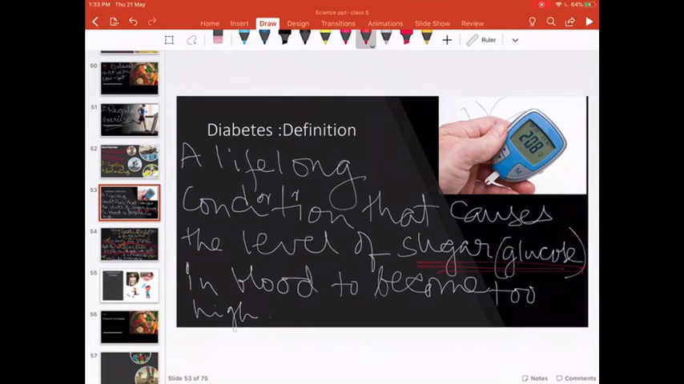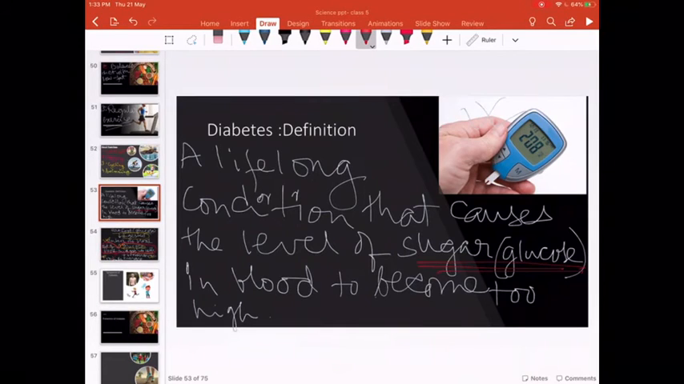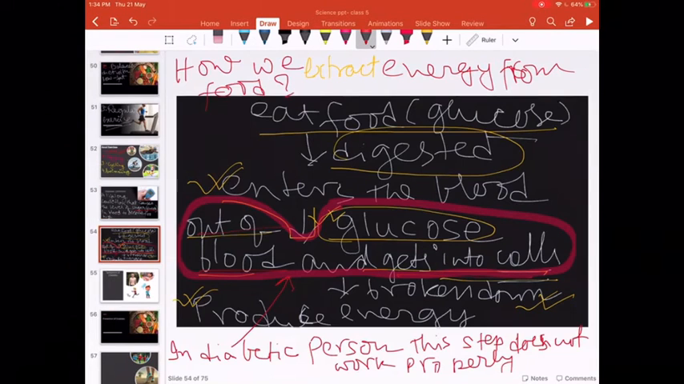So slowly the sugar or the glucose cannot completely come out of the blood and enter the cells, and slowly it keeps on depositing in the blood. And a time comes when the level of glucose or sugar increases in the blood, right? And we say the person has got more sugar in the blood, that is more glucose in the blood, that is, the person is diabetic.